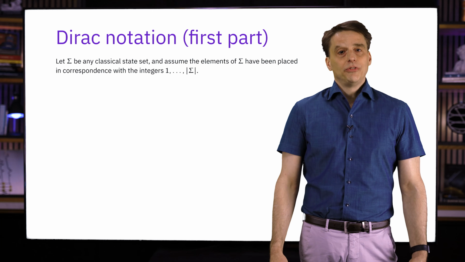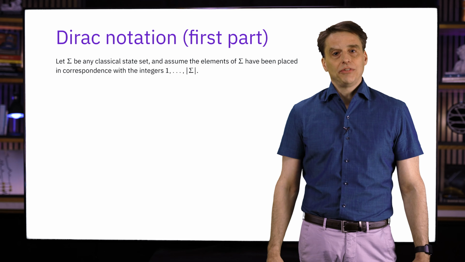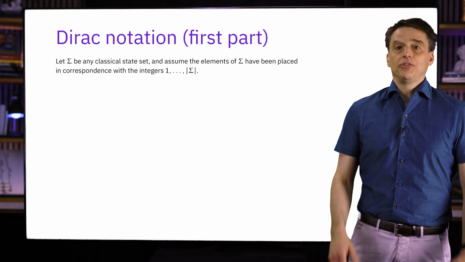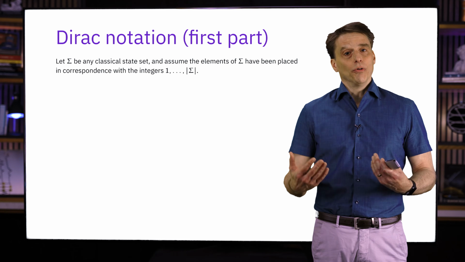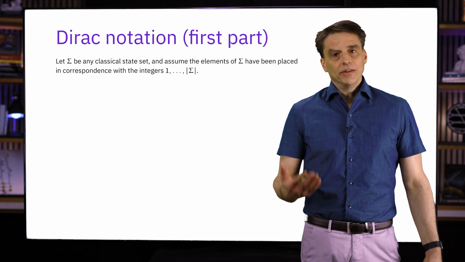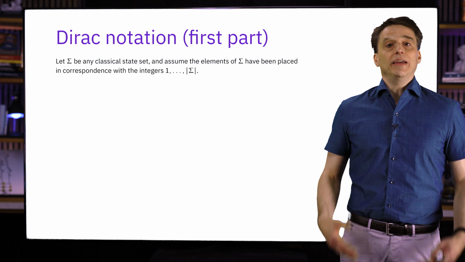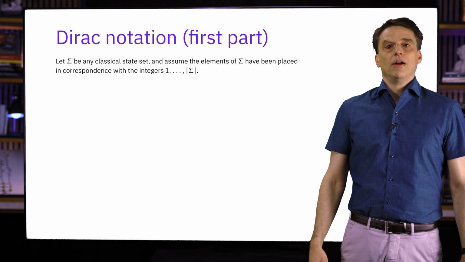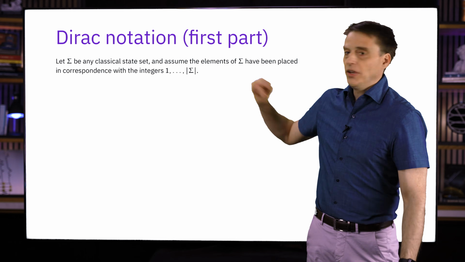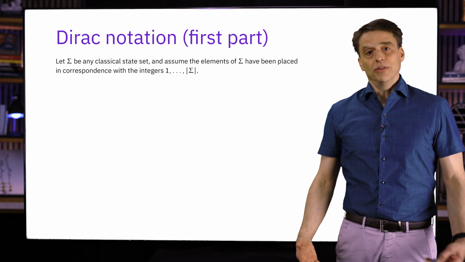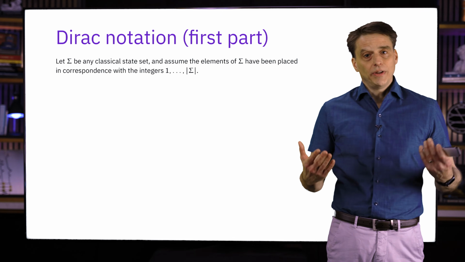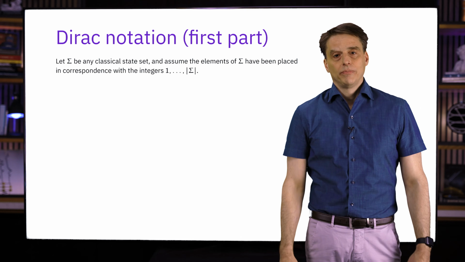As before, we assume that we have a set sigma of classical states of some system, and let's assume that we have an ordering of these classical states, just like how we referred to an ordering of the binary alphabet in the previous example. Another way of saying this is that the elements of sigma are placed in correspondence with the integers from 1 to however many elements are contained in sigma, which is what this notation right here with 2 bars around sigma means. That's the number of elements in the set sigma. So there's a first state, a second state, and so on.